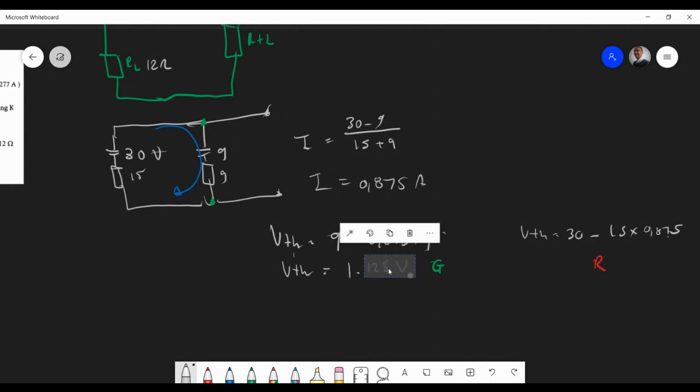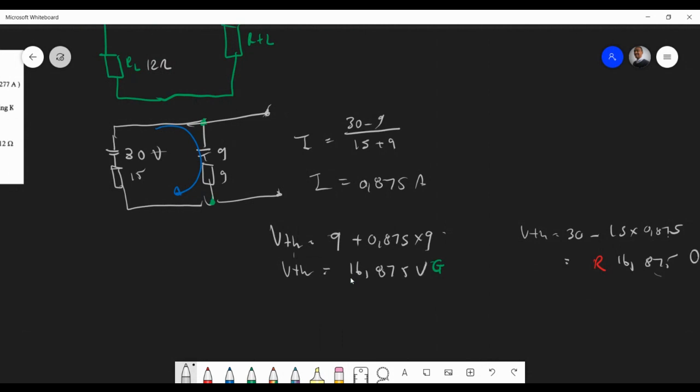My mistake is here, sorry. So for this branch, it should be plus, sorry, because we have to add the voltages. So that's 16.875. And if you do this on this side, you get exactly the same. So 30 minus 15 times 0.875, that's going to be 16.875 volts. You guys get that?